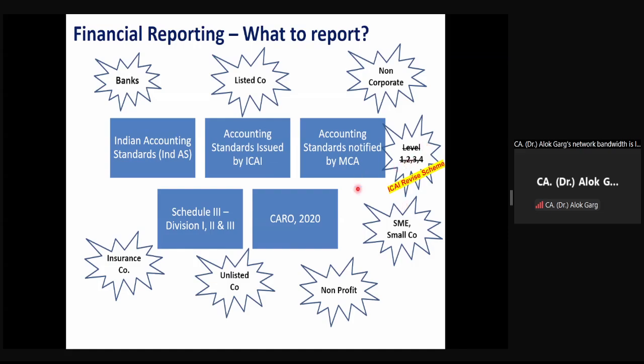Friends, like we have three different kinds of accounting standards in India for different sets of entities, we have different formats of financial statements also for different kinds of entities.